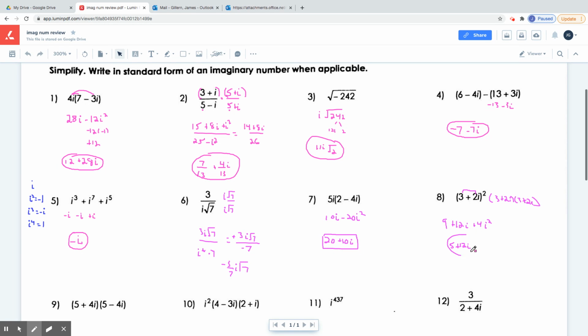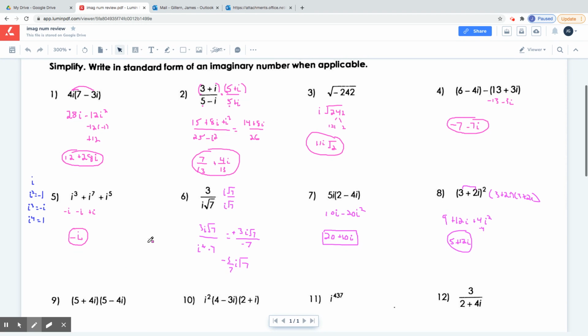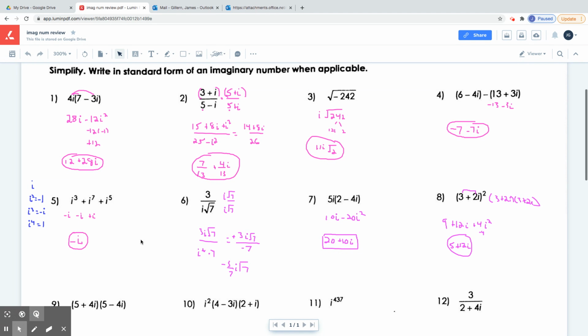Remember, this thing here really becomes negative 4. Whenever you have i squared, it just changes the sign. So positive 4i squared was really negative 4. 9 minus 4 is 5. And then remember, we have to write it in standard form.